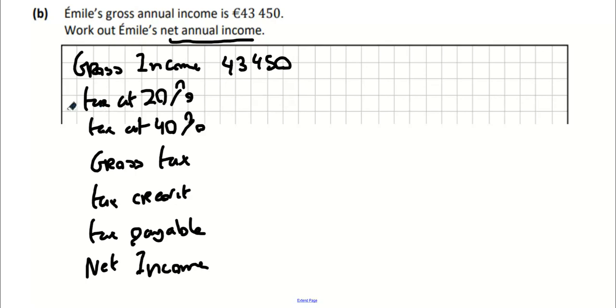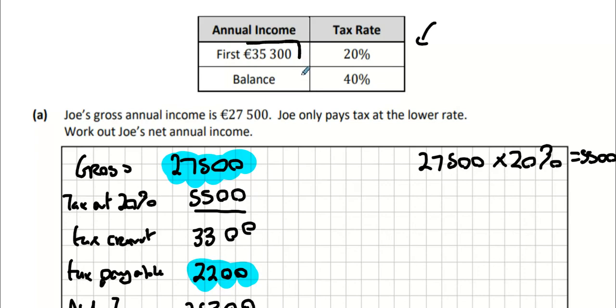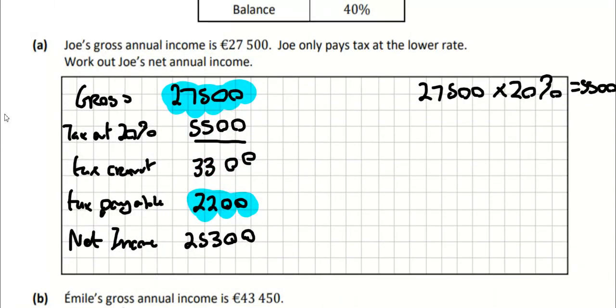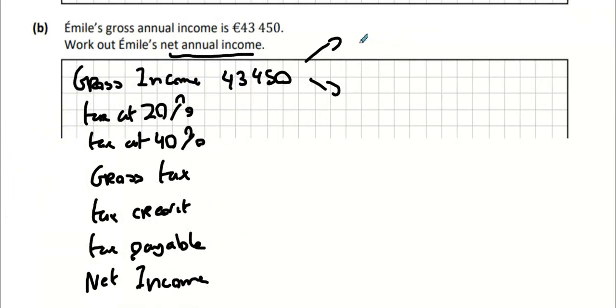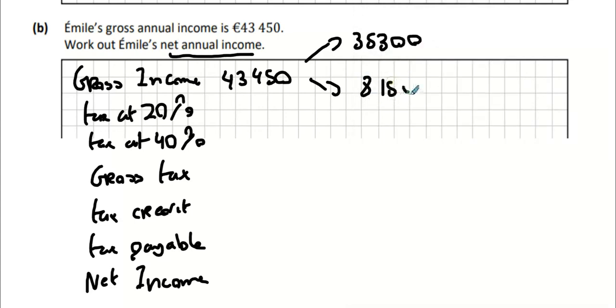Yeah, Mr. Kenny. So there's a bit more information up here. It says that only the first 35,300 is charged at 20%. So we're going to break 43,450 up into two parts. We're going to break it up into 35,300, and then we're going to get the remainder of that. So it's 43,450 take away our 35,300. So there's only 8,150 of it that's charged at the higher tax. So this one's at 20% and this one's at 40%.